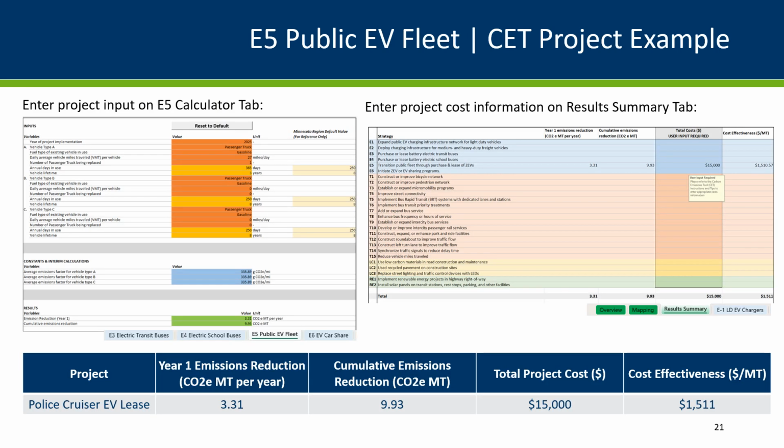To calculate the emission benefits for our cruiser replacement, this data is input at the top of the tab. As you can see, the calculator can accommodate up to 3 different vehicle types at the same time. Results are then automatically pulled into the Results tab, and by inputting the proposed project cost of $15,000, the cost effectiveness is shown on the right. This gives a cost effectiveness of $1,500 per metric ton.